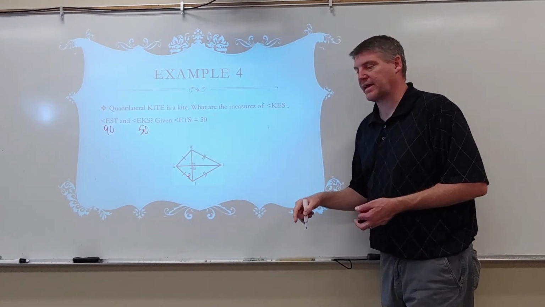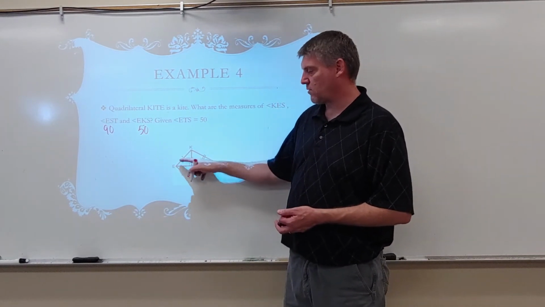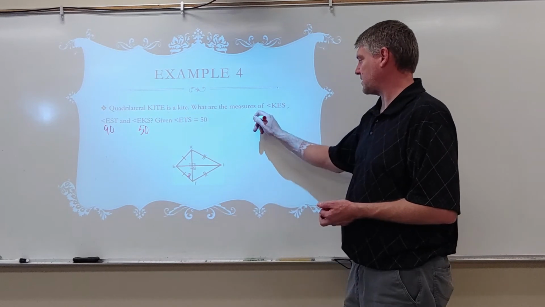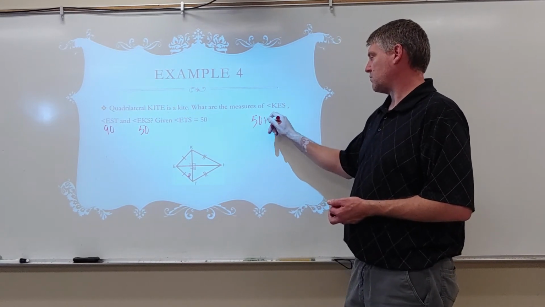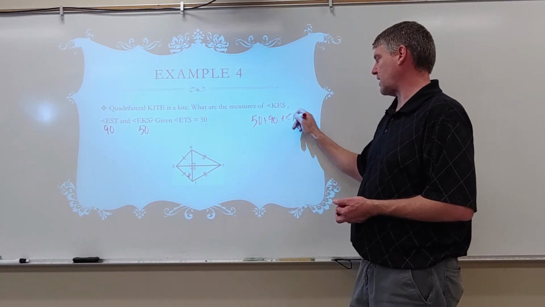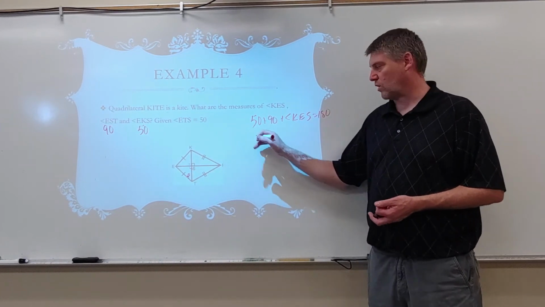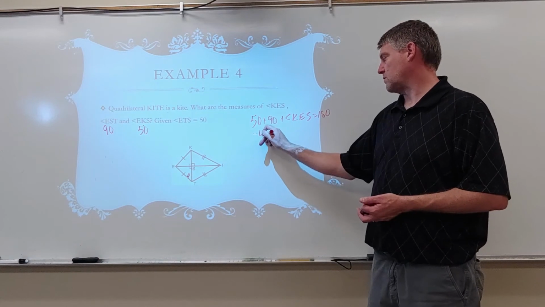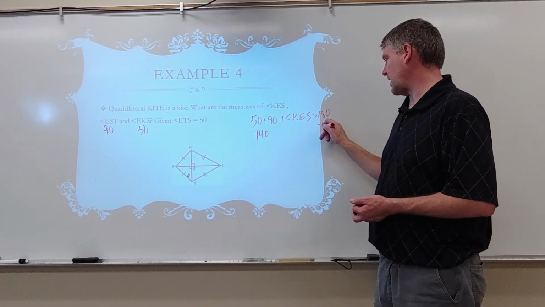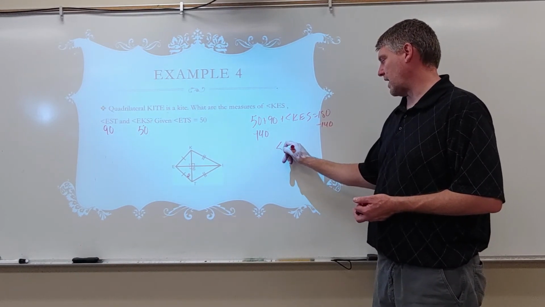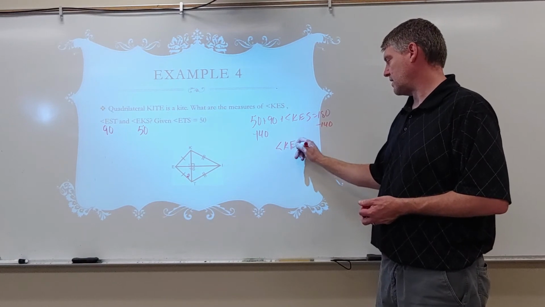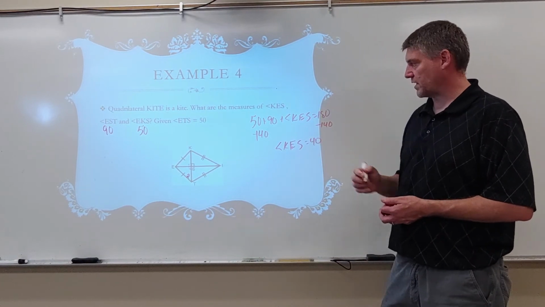And now we're looking at KES. Well, remember, all three angles have to add up to 180, so I go 50 plus 90 plus angle KES equals 180. This is 140. I'm going to subtract off 140 from both sides, and I get angle KES equals 40. Okay?